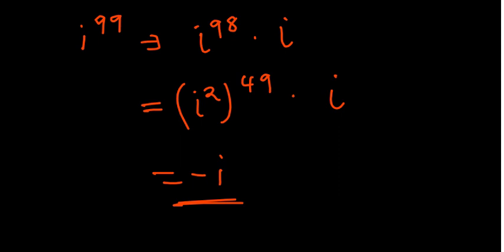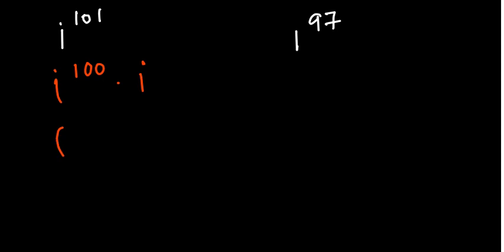Yes. I don't think so. Okay, somebody doesn't think so. We'll try out two: i to the power 101 and i to the power 97. i to the power 101 is the same as i to the power 100 multiplied by i. Now i to the power 100 is what? i squared to the power 50.